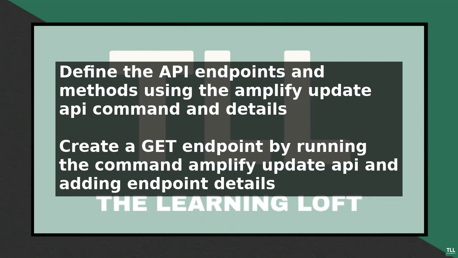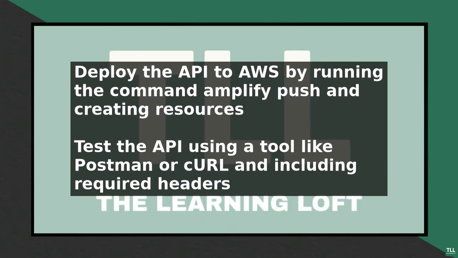Best practices for configuring AWS Amplify REST API include using environment variables to store sensitive data, implementing authentication and authorization, and monitoring API performance using AWS CloudWatch. Additionally, use AWS IAM roles to control access to the API and ensure that the API is properly secured.